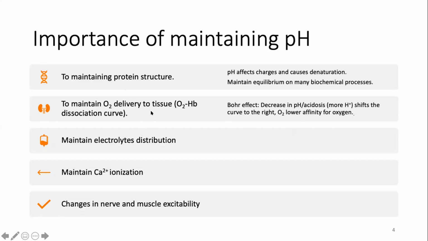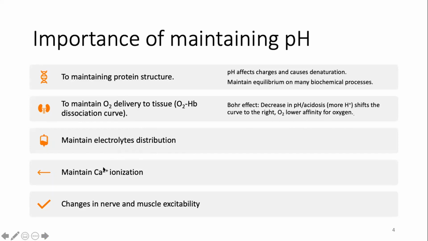It's also important to maintain the electrolyte distribution, because H plus itself is a cation, as I mentioned before. Our body will try to maintain this electroneutral state. Therefore, if we have too much H plus in one compartment, then you have less of the other cations and probably more of the other anions, just to neutralize the charges.